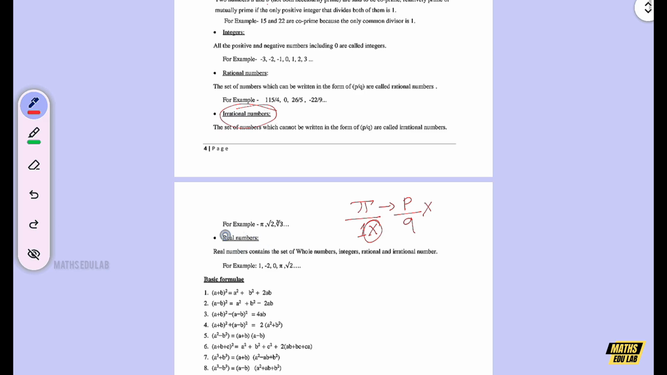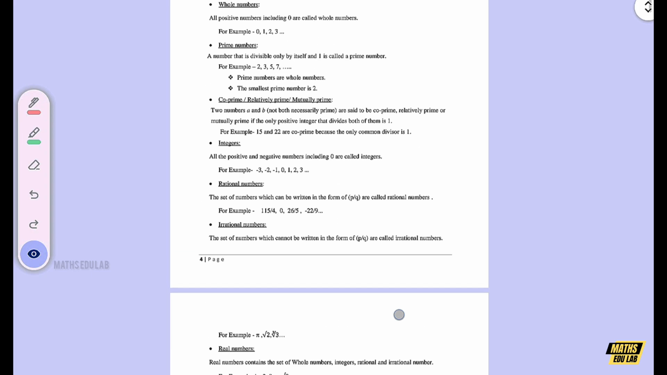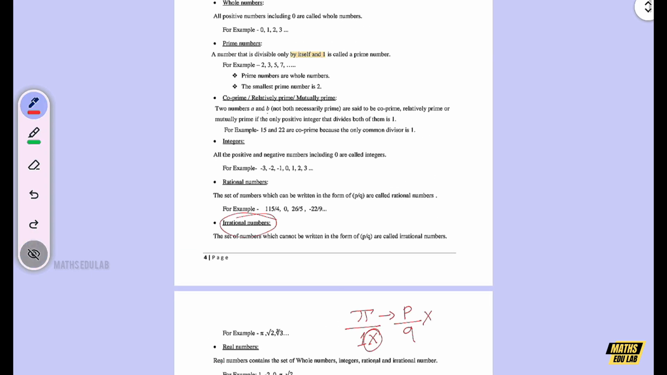Now we will go for the real numbers. What are real numbers? Real numbers contain the set of whole numbers, integers, rationals and irrational numbers. Everything which we have read here, whole numbers, prime numbers, and then the integers, rational numbers, irrational numbers, all of these are included in the real numbers. So this is the definition of real numbers.